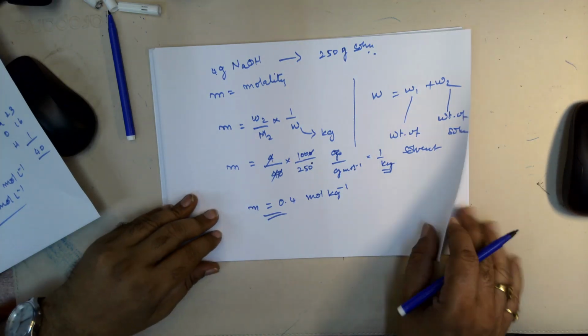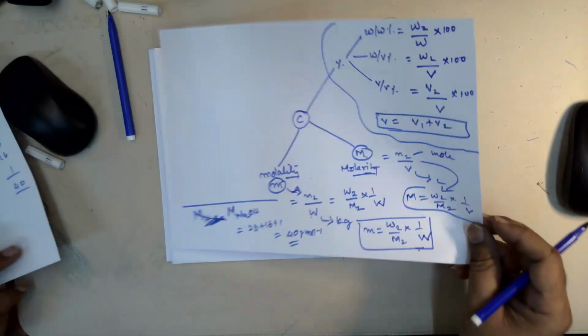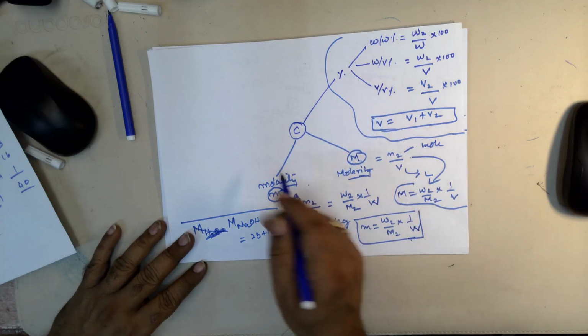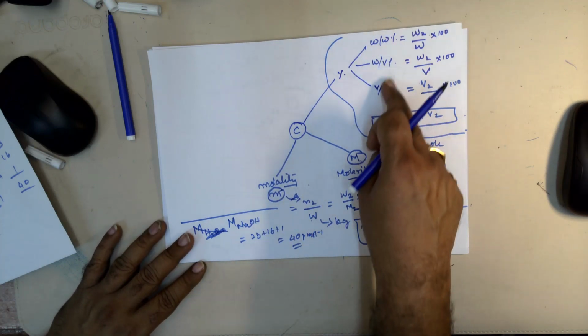Okay, so now let me proceed with another set of concentration expressions. Let me summarize. This is the percentage one, where we have got three types of percentage.